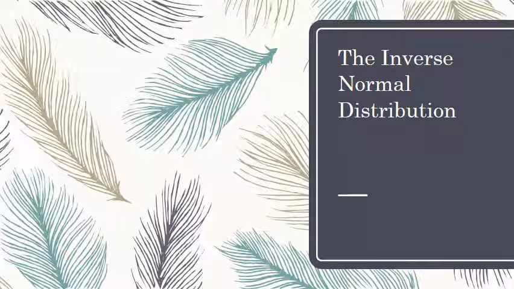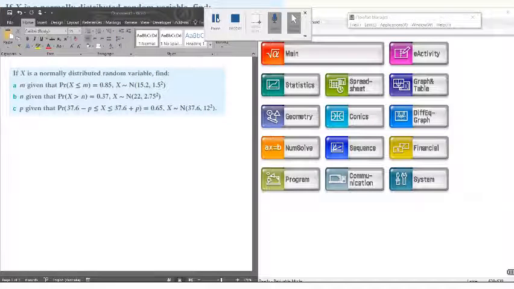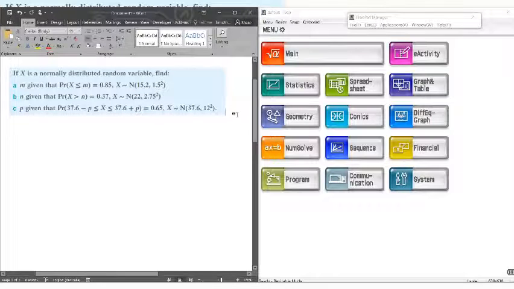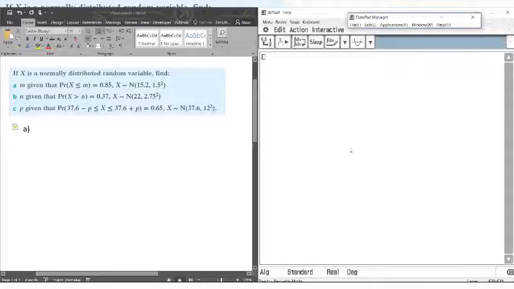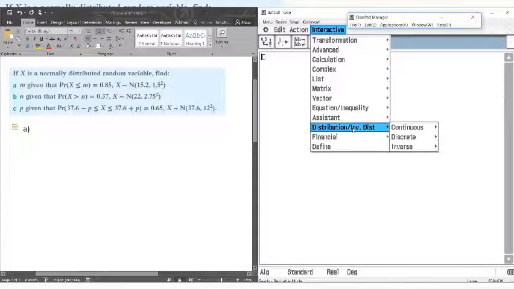We're going to look at the inverse normal distribution, which lets you go back and find values of your normal distribution, so what values you want up to. If x is a normally distributed random variable, find m such that the probability of x less than or equal to m equals 0.85. Because we're getting it from the negative side, the smaller side, up to a point where it's equal to 0.85.